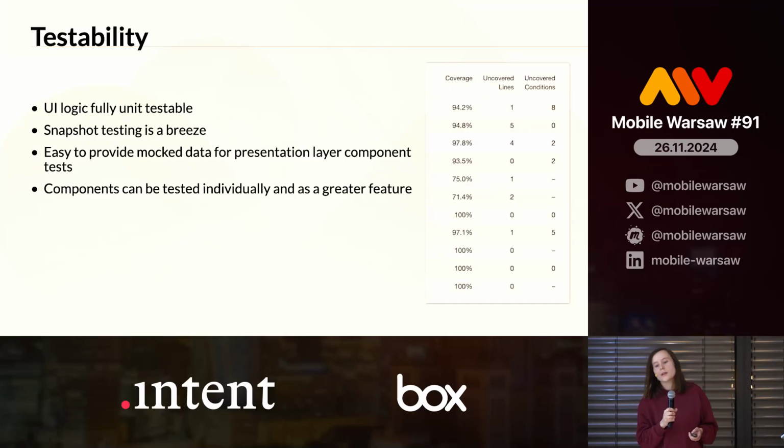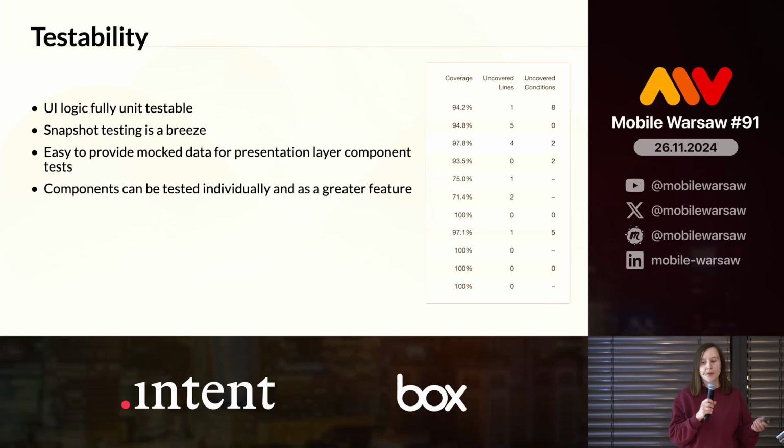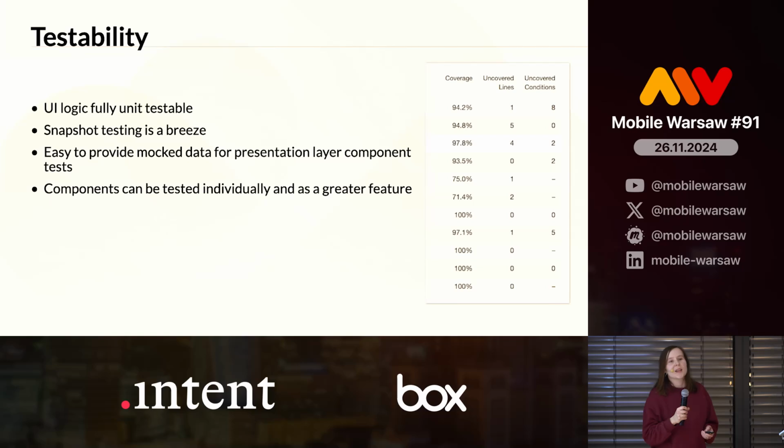Another huge win, and this is really a huge win for us because at Box we have very high testing requirements, is testability. With the composable architecture, we managed to test almost the whole presentation layer code with unit tests and snapshot tests. Both of them are fast to run and easy to write. It's also much easier to write presentation layer component tests, as it's very easy to provide test data. It's just enough to mock or fake the dependencies grouped clearly in the environment.